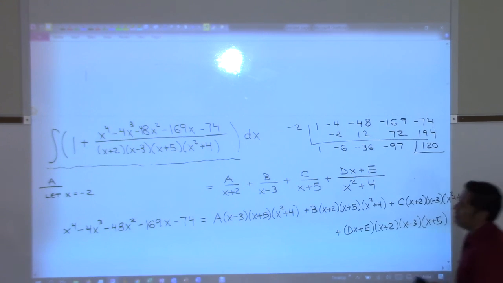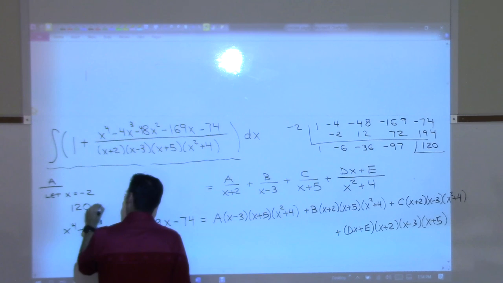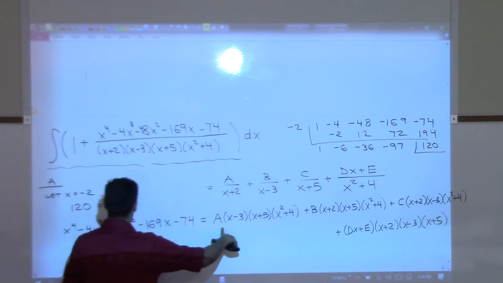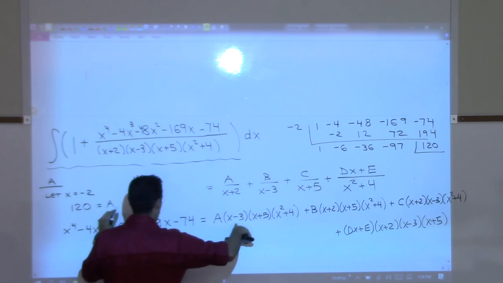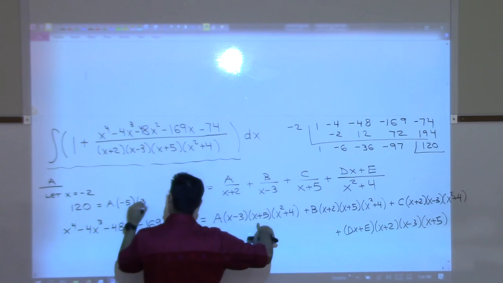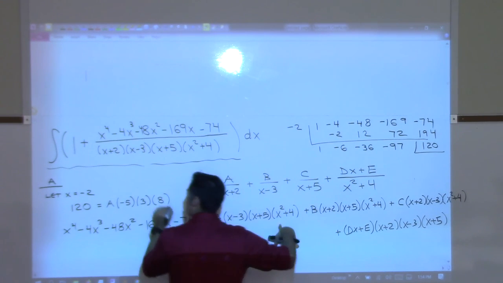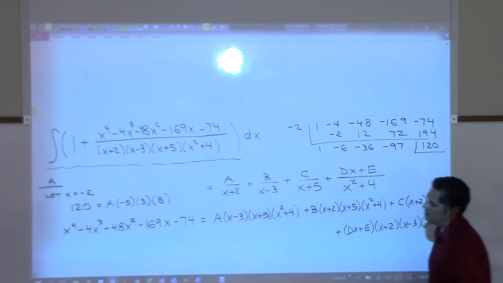All right, so we get 120 on the left side, right? So the left side is 120, and what's the right side? Well, we have to do A, and then negative 2 here, and then negative 2 here, and then negative 2 here, which would be 8. So what's that?